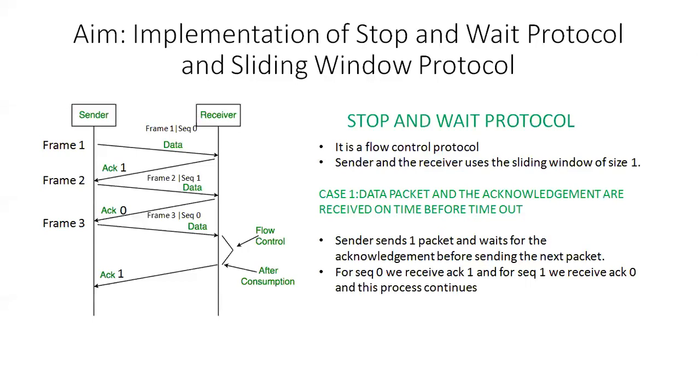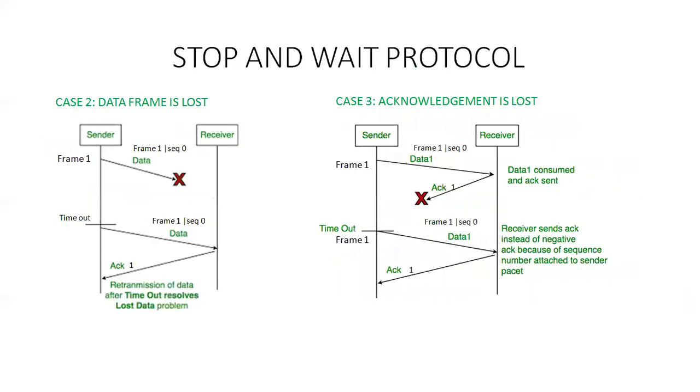Now let us understand two more special cases of Stop and Wait Protocol. The first case is what happens if the data is lost, and the next one is what happens when the acknowledgement is lost. Let us take an example where you are sending frame 1 with sequence number 0 and in the network, the data is lost, which means the receiver never receives the data. In that case, what happens?